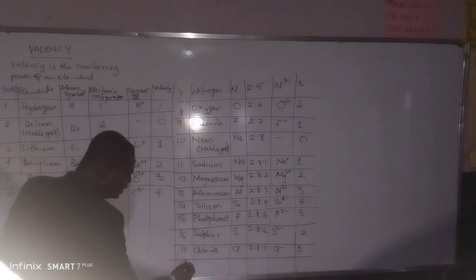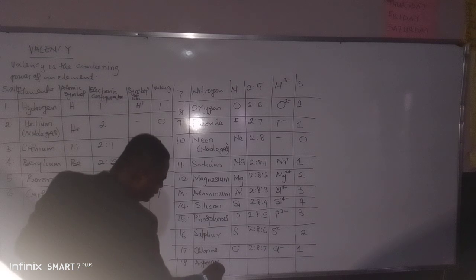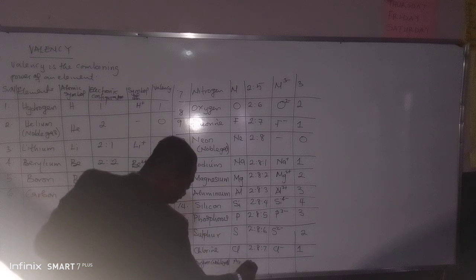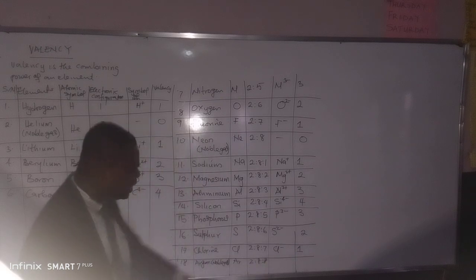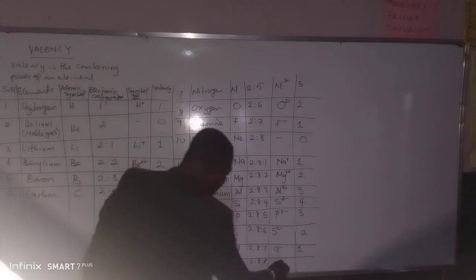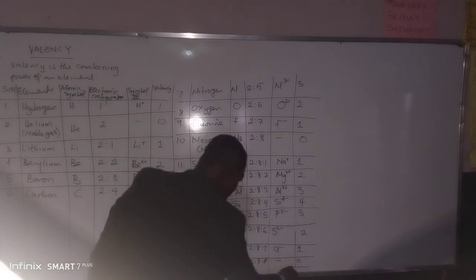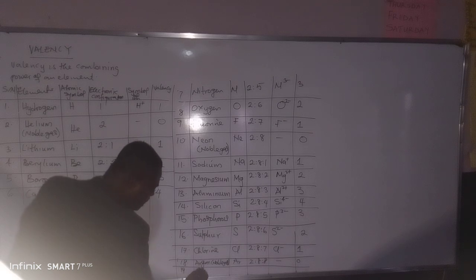Then number 18 is argon. Don't forget, argon is a noble gas. Another noble gas we have here, that's Ar. Configuration is 2, 8, 8. Why is it a noble gas? Now, this shell can carry a maximum of 8, and it already has 8 in place. So it doesn't form an ion, so its valency is 0.